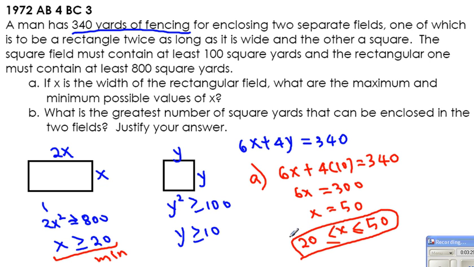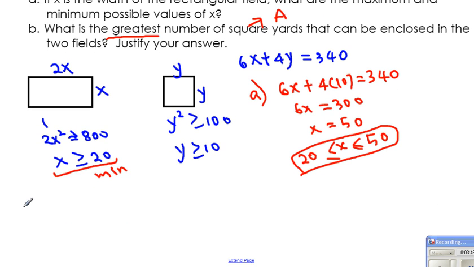Alright, number B. What is the greatest number of square yards that can be enclosed in the two fields? Now, greatest implies the derivative. Square yards means area. So let us work on that. We want to find the area formula first. Area here becomes 2x squared plus y squared, but as we have two variables, we need to get rid of one. What if we get rid of y?